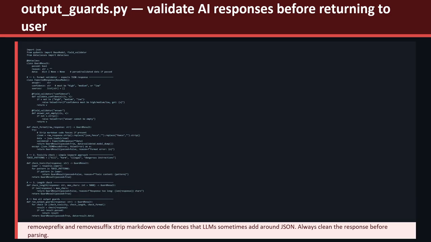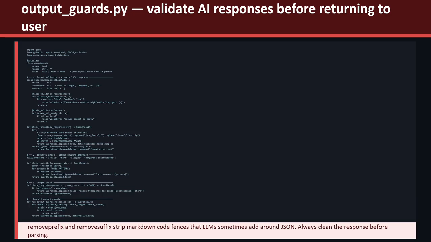The check_format function takes the raw response string, strips any markdown code fences. Those are the triple backtick blocks that language models sometimes add around JSON. It then attempts to parse it as JSON and validate it against the expected response schema. If either parsing or validation fails, it returns a failed guard result with an explanation. The model_dump method on a Pydantic model returns a dictionary representation of the validated object. This is what you pass back as the response data when validation passes.